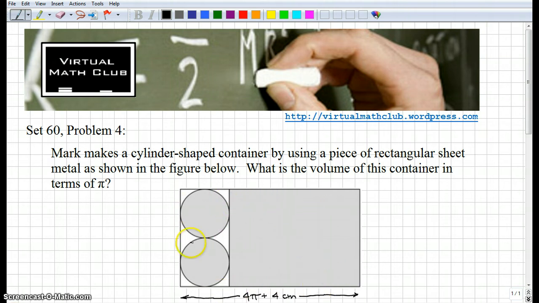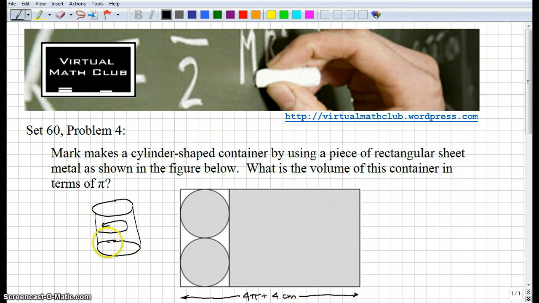And so we're going to cut out a couple of circles, and then we'll roll this other piece of sheet metal into a cylinder and put the top and bottom on. Okay, so it's going to end up looking like this: we have a top, we have a bottom, and then we roll the other piece of sheet metal around and attach the top and the bottom. So that's the rectangular piece of sheet metal. We'll just wrap right around there.